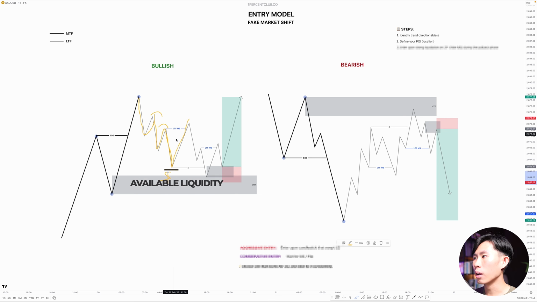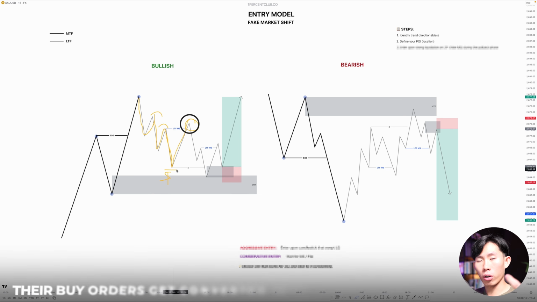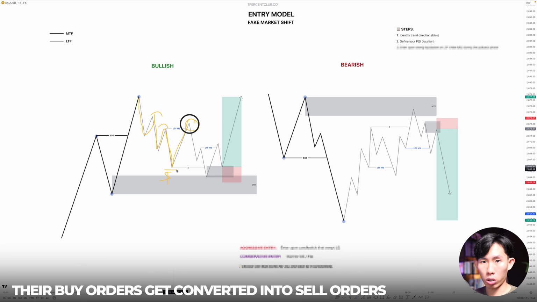Because what happened is that a lot of retail traders are going to be entering for a buy somewhere right around here once they see that market shift. They think, oh, the pullback is over and right now we're going to go to the moon. So I'm going to enter for a buy right here and I'm going to place my stop loss below this low, like a stupid retail trader. And when that happened, this built up available liquidity below the strong lows right here. Because you must understand that if they're entering for a buy right here, and if they get stopped out, their buy orders get converted into sell orders.